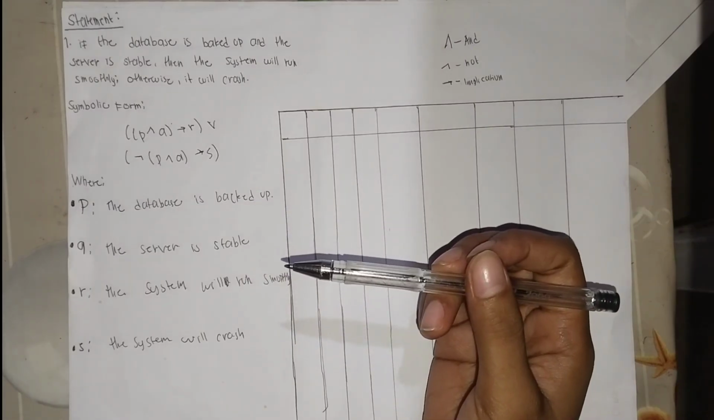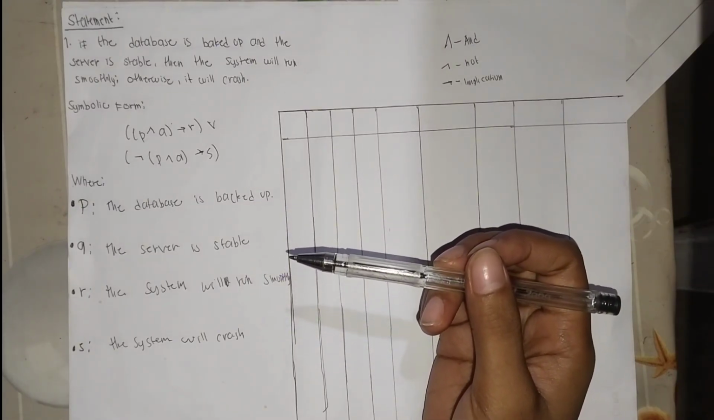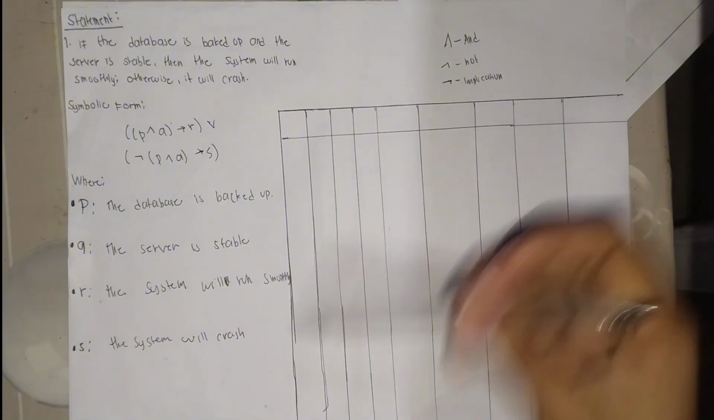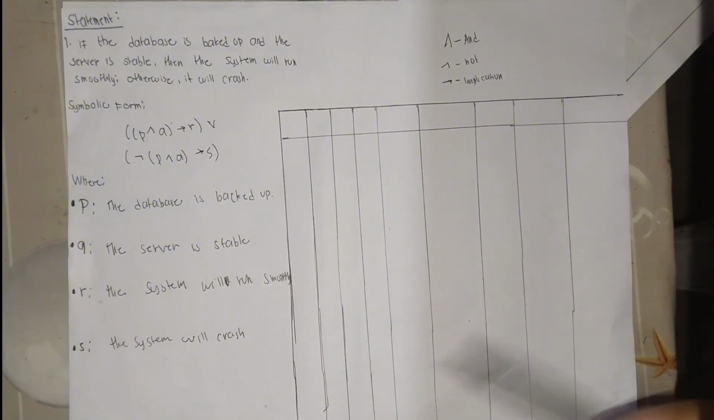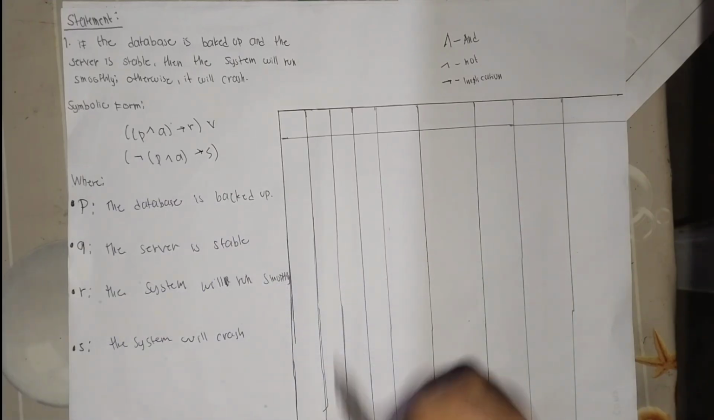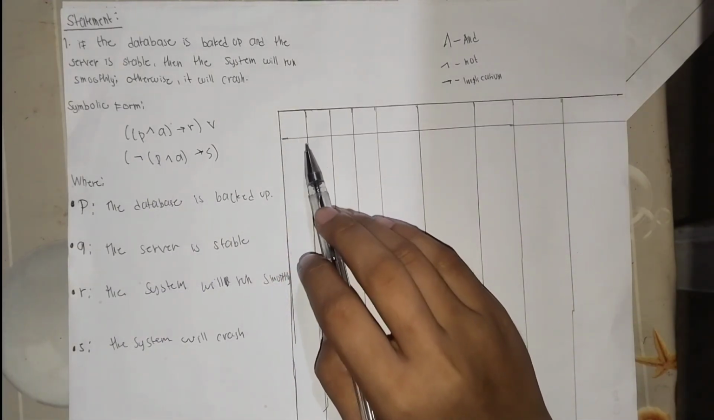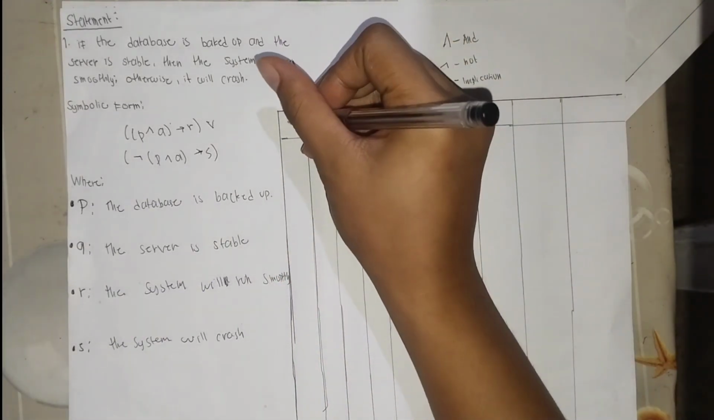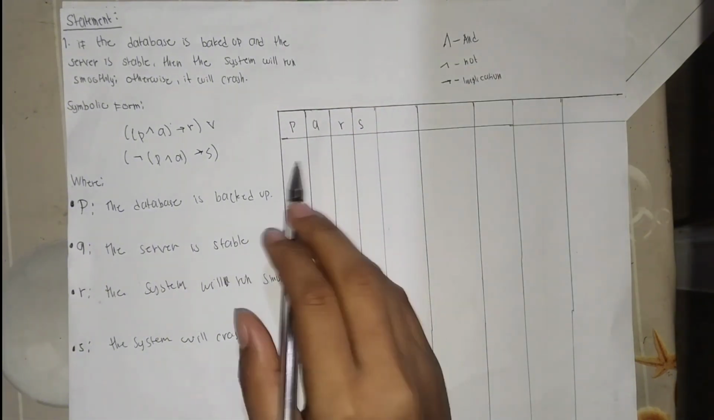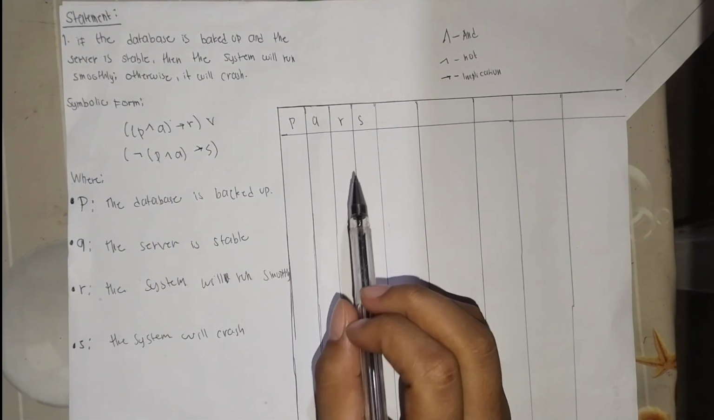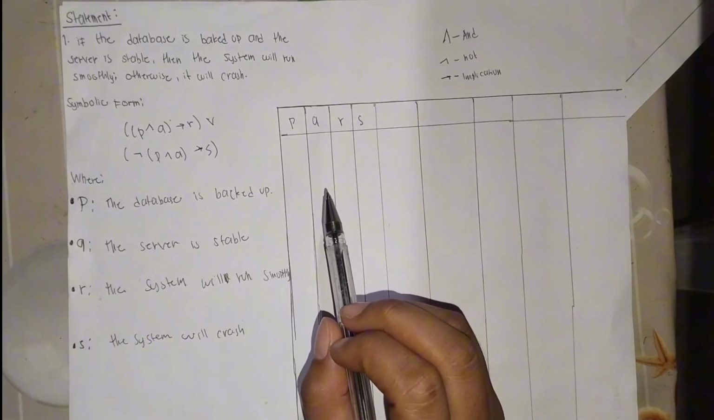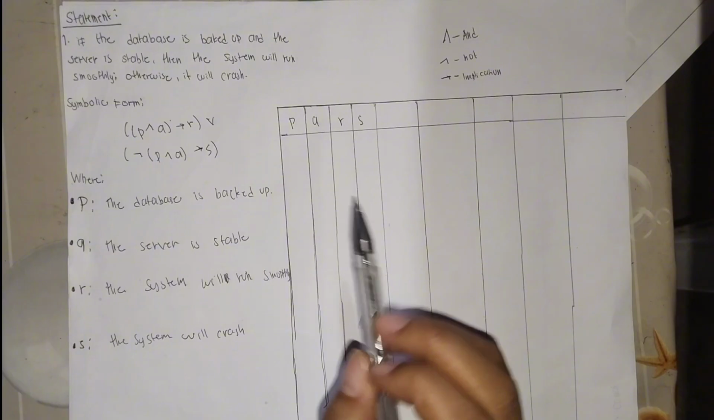Now let's walk through the truth table. We are going to make a truth table of this symbolic form. The columns are P, Q, R, S because these are our variables, and they show the possible combinations of true and false for our propositions.